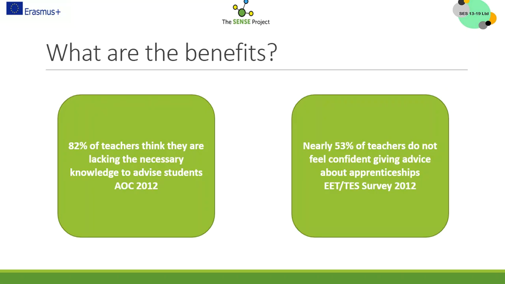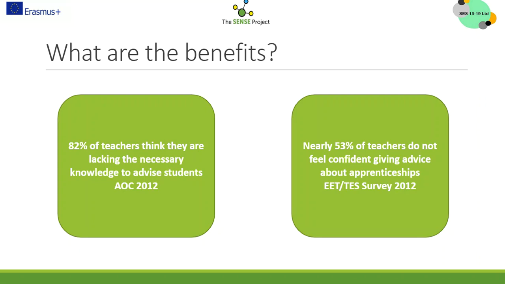Okay, so what are the benefits of using STEM ambassadors, STEM volunteers, STEM supporters? Well, you can see here a couple of infographs that many teachers now don't feel they have the necessary skills to advise students. So the Association of Colleges in 2012 suggested that 82% of teachers think they lack the necessary knowledge. And a further survey by TES, also in 2012, TES is the Times Educational Supplement, found that 53%, 1 in 2 teachers, do not feel confident advising young people about apprenticeships.